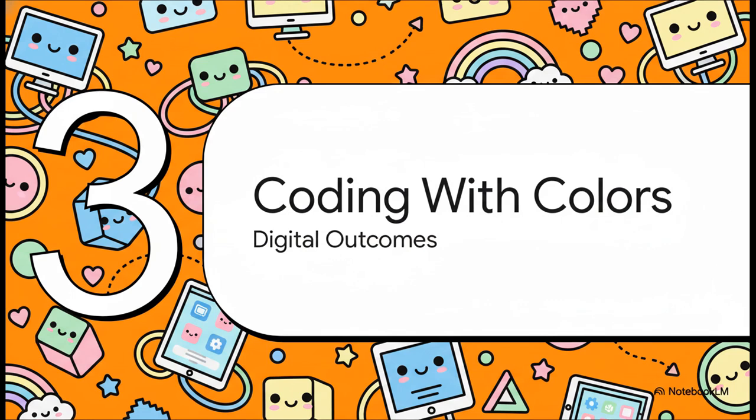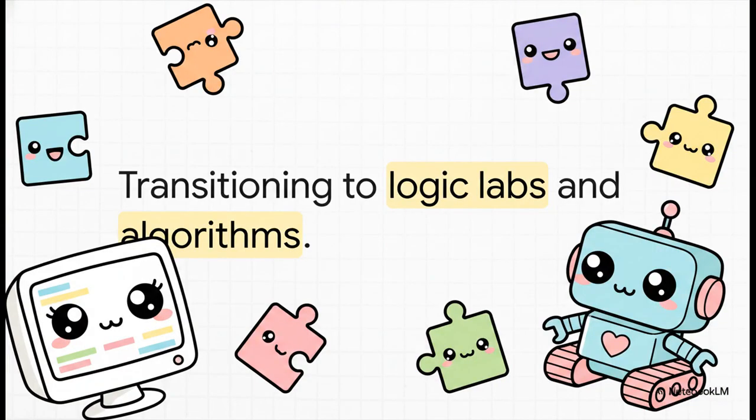All right, let's jump into Section 3, coding with colors, digital and technological outcomes. Now this is where things get really wild. The project smartly introduces platforms like Microsoft MakeCode to teach actual computer science fundamentals to kids as young as 6. They transition students from basic color recognition straight into advanced logic labs, variables, and algorithmic thinking. And they rely entirely on the one thing the kids have already mastered: color.